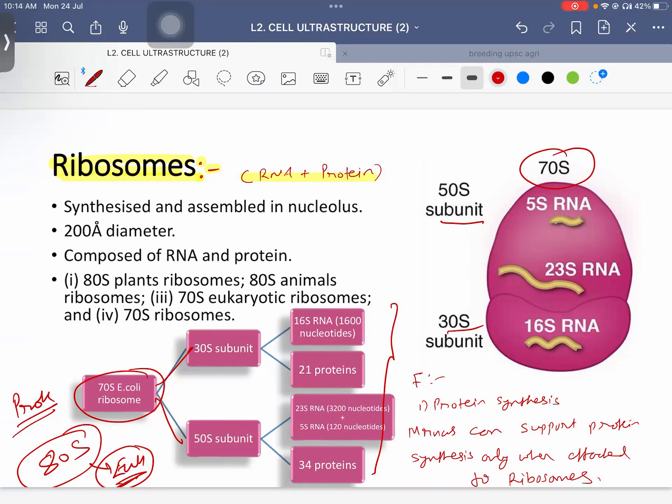So it is composed of RNA and protein. The major function of ribosomes is protein synthesis. Why is rough endoplasmic reticulum involved in protein synthesis? Because it has the presence of ribosomes. Understood? That's why it is involved in protein synthesis, and it supports protein synthesis along with the attached ribosomes, which I told you.